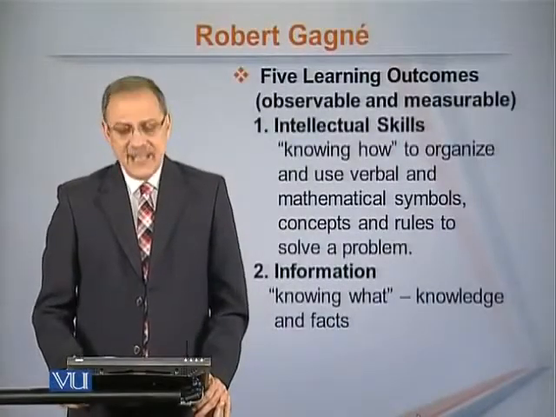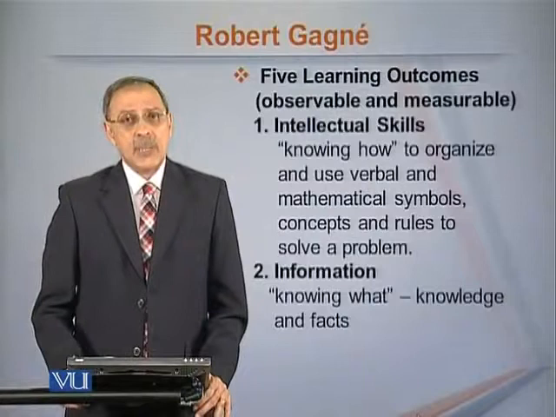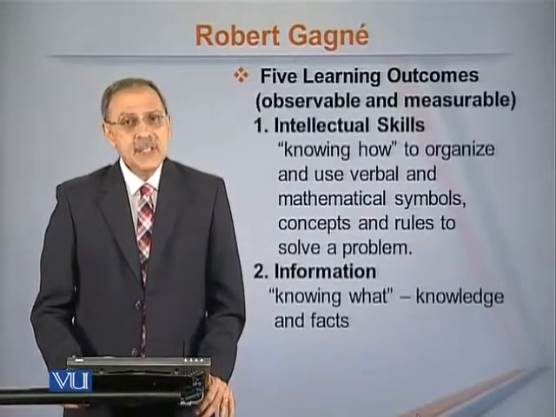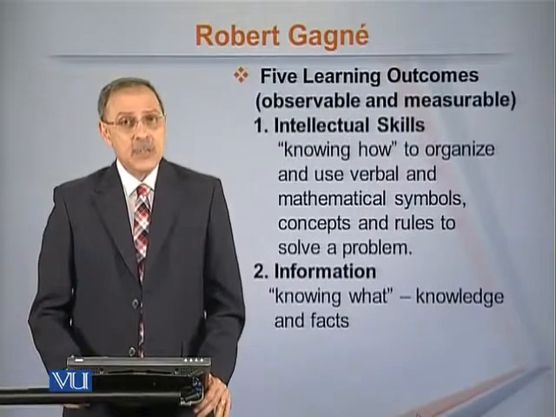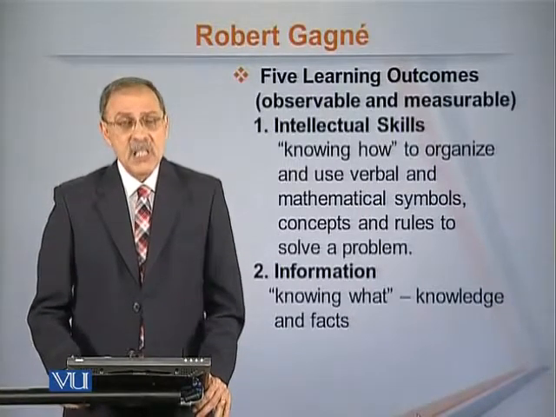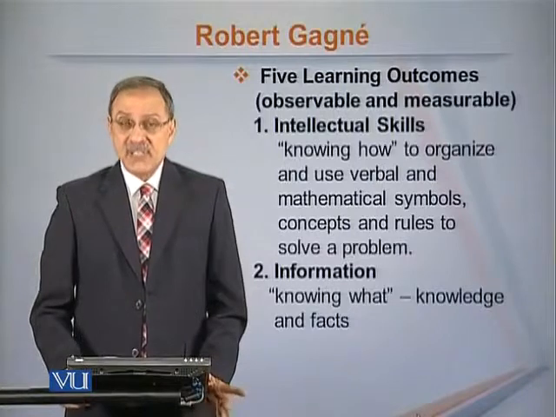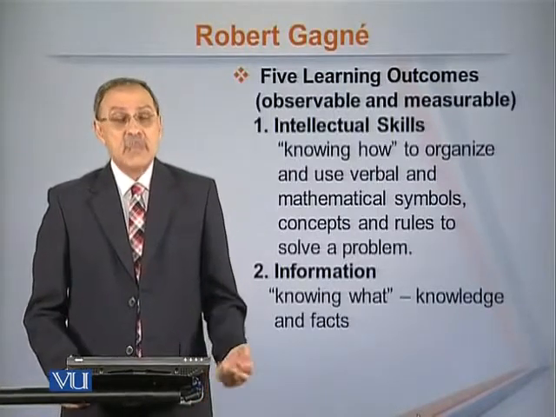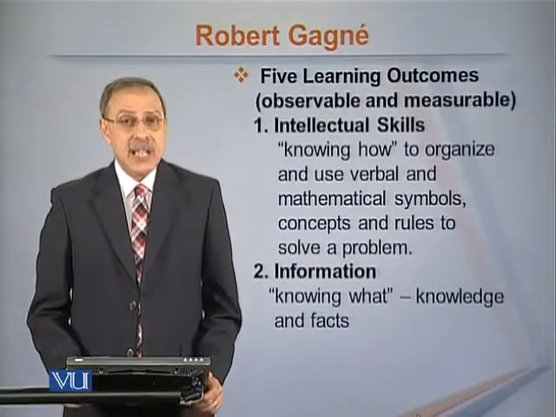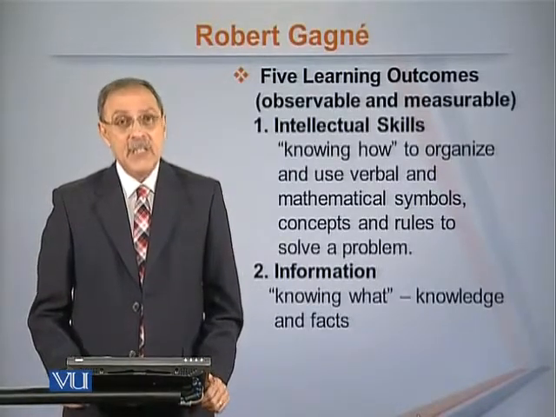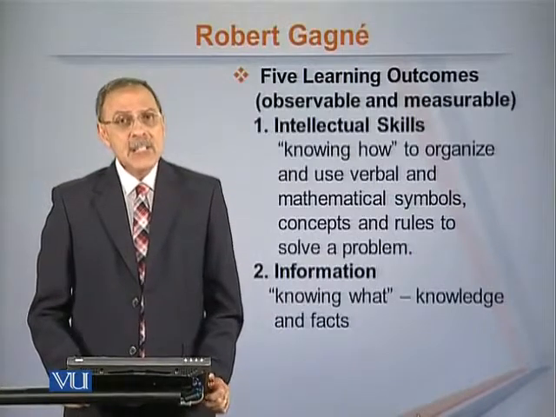Let us take a look at the 5 learning outcomes according to Gagne. These learning outcomes are observable and measurable, and these are two very important terms because the behavior must be seen and the behavior must be measured. To what extent is the student or the young child showing a particular behavior is important.